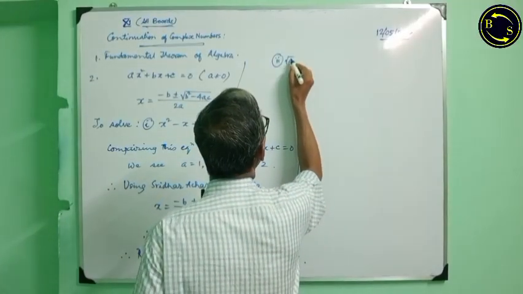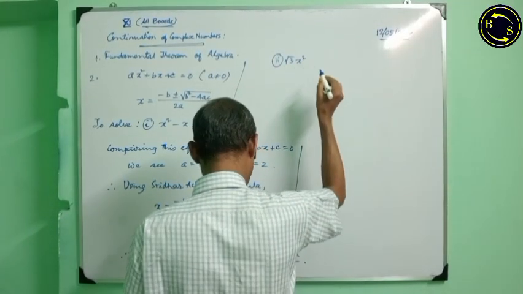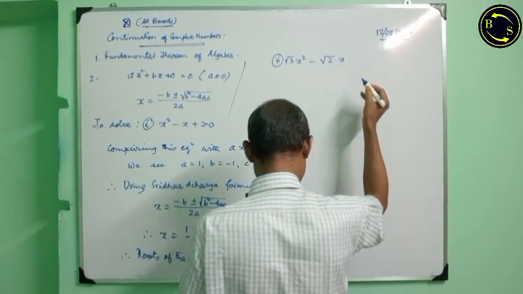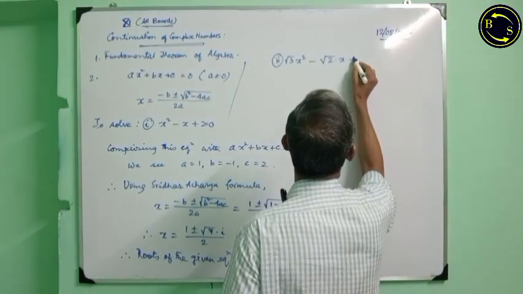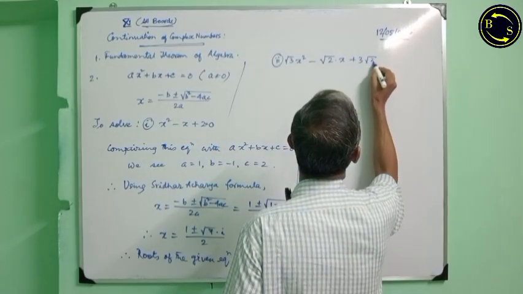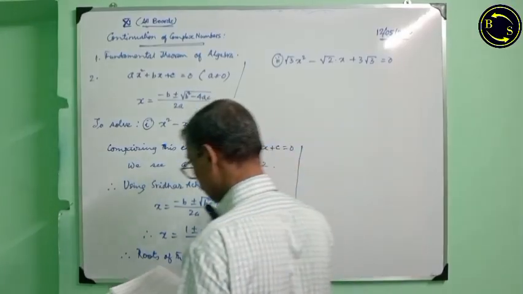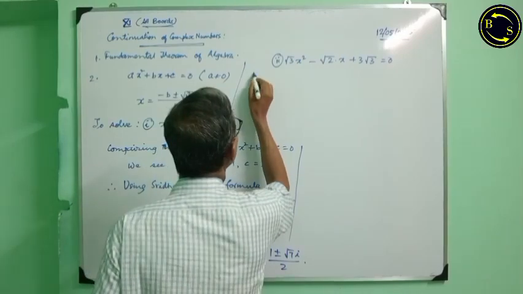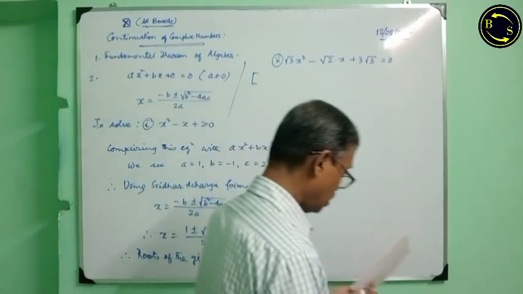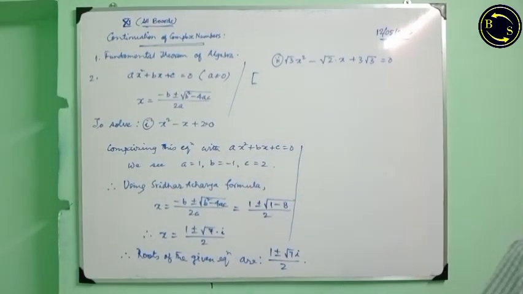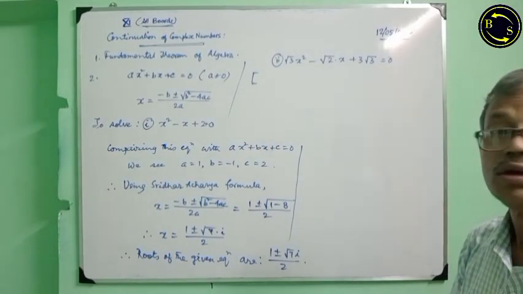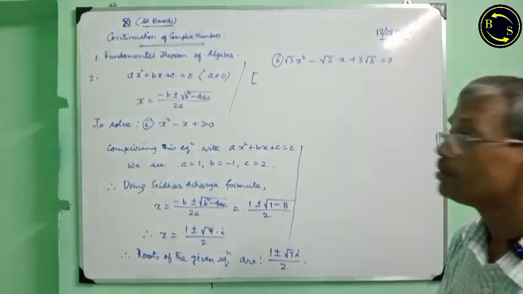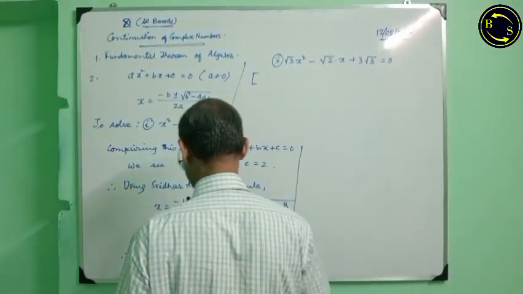3 x square minus root 2 x plus this one. You can check whether the roots will be real or complex. That means we have to calculate the discriminant.